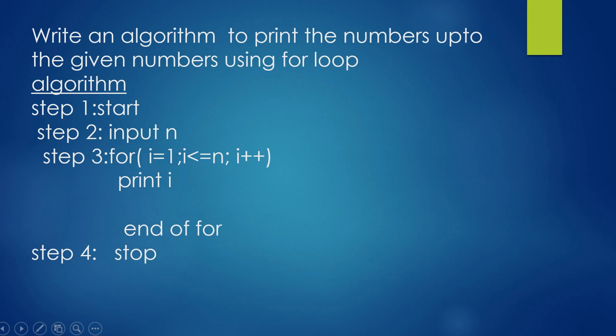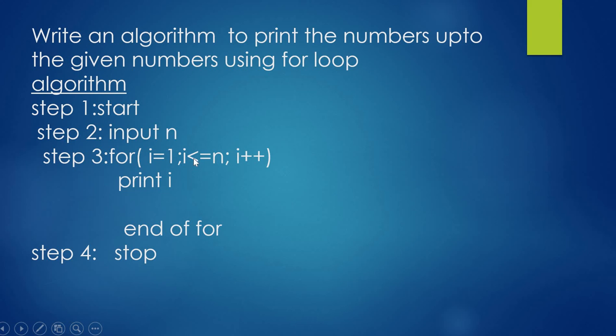Then stop. Then the same problem using the for loop. What is the difference in for loop and while loop? In for loop, initialization, condition and increment or decrement is in one statement. That is the difference. In while loop, first we are initializing, before writing the while. Then inside the loop, we are giving the increment. But in for loop, in one statement, we can write initialization, condition and increment.